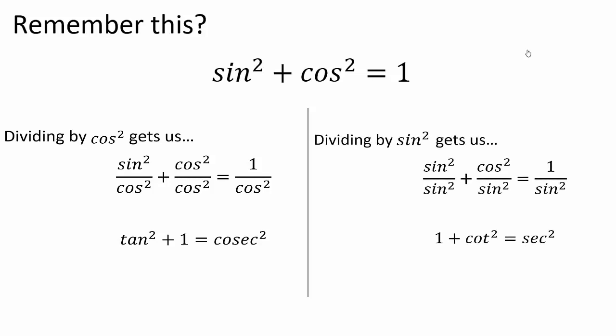Similarly, dividing through by sine squared, that gets us to that situation there where we get 1 plus cot squared equals cosec squared. Can you pause the video and write those ones down, please?